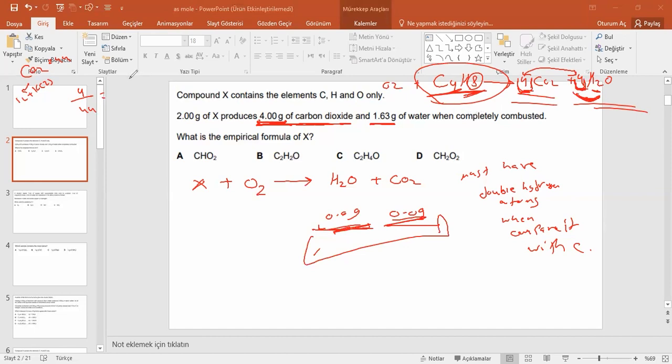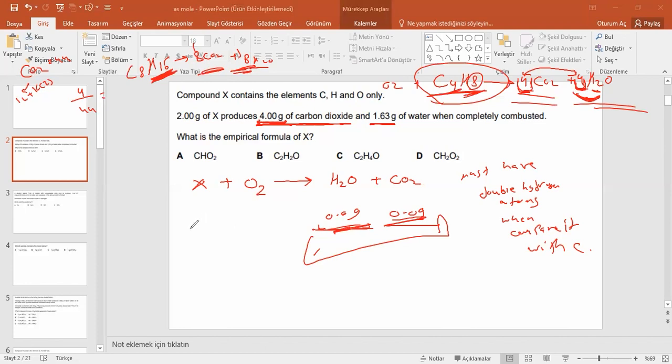Let me give you another example. C8H16. So we'll get 8 CO2 plus 8 H2O, but still we have double the number of hydrogen. The same number of moles, 8 and 8, but the original compound has double the number of hydrogen.